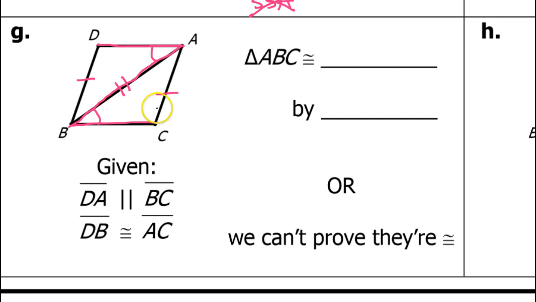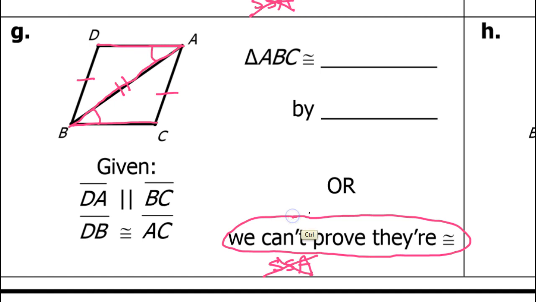So here we go again. This would be side side angle. We have two sides and the angle that's not in between them. But as we've said twice before, side side angle does not prove triangles are congruent. So we are going to go ahead and circle, we can't prove they're congruent. And whatever you do, do not fill these in. Leave both blank.